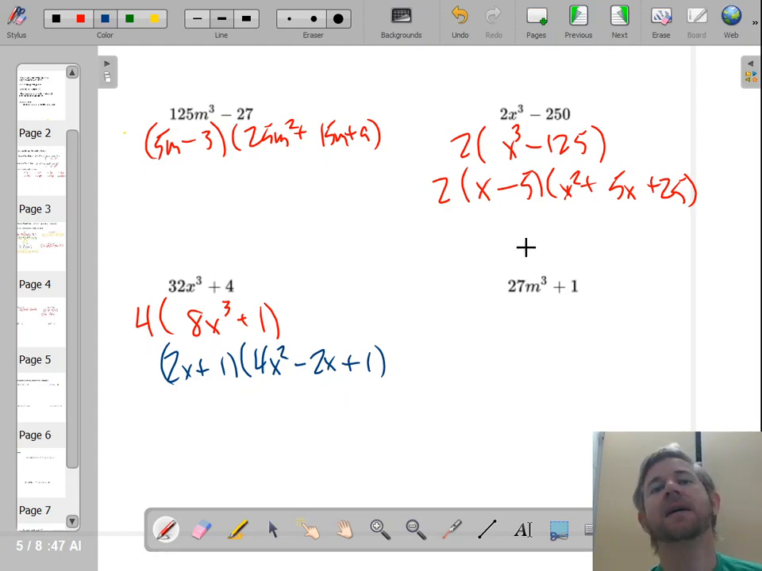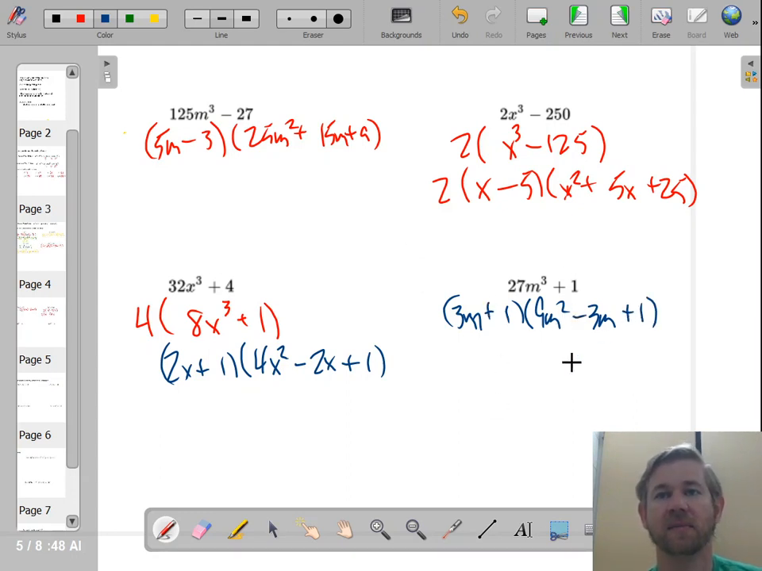And last one, cube root of 27m cubed is 3m. The cube root of 1 is 1. When you square 3m, you get 9m squared. Their product is 3m, and 1 squared is 1. Same, opposite, always positive. So those are some of the difference of cubes.